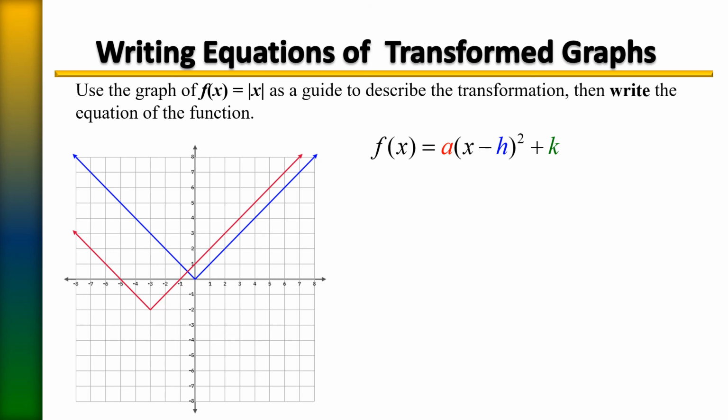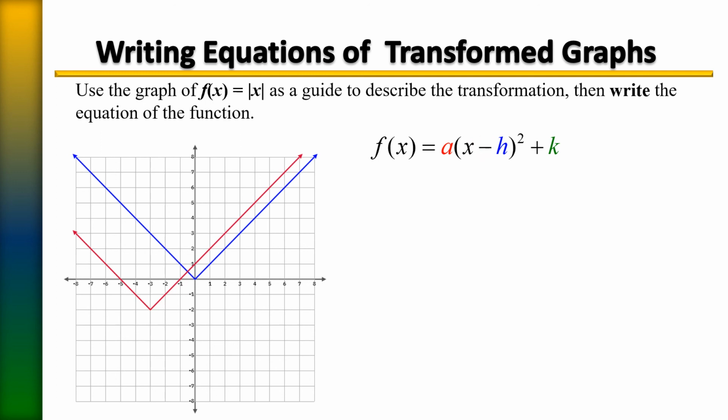Now let's look at the transformed graph. Do we have those same points? We have the center. We also have 1, 1, and we have negative 1, 1. So again, there was no stretching or compression going on. But next we need to look at whether there was any horizontal shift. Was it shift to the left or to the right?